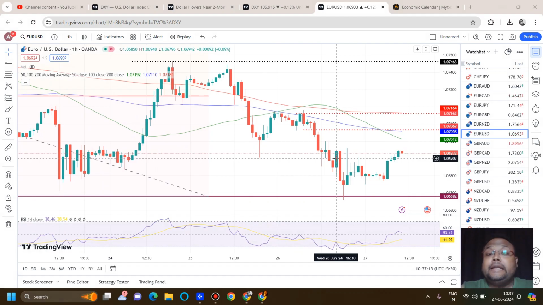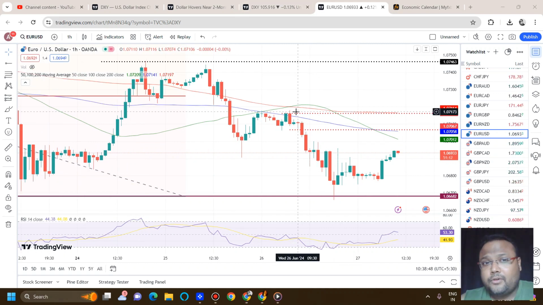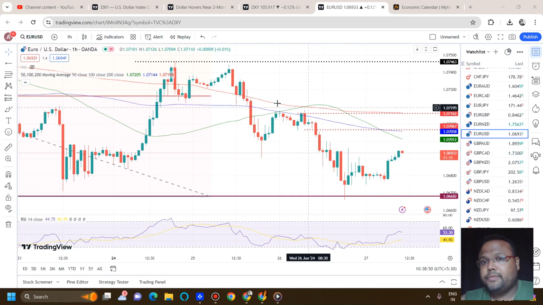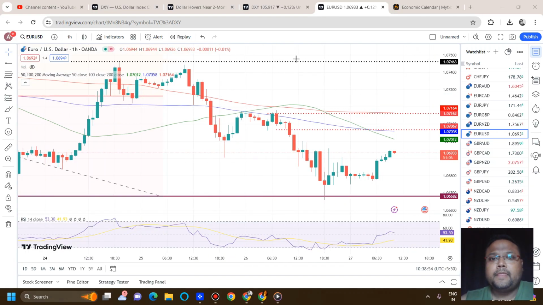As long as DXY is showing signs of correction, you can hold your buy on Euro USD. Once you see that DXY is ready to go up again, or after it's bullish, you need to exit immediately from your Euro USD position, because the structure is also not very positive here.